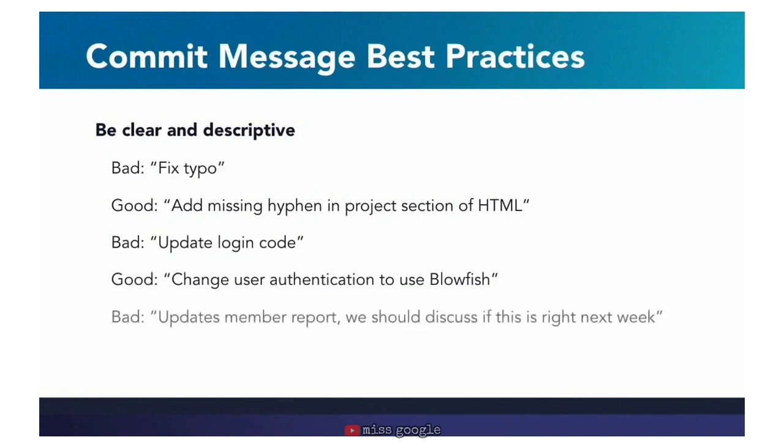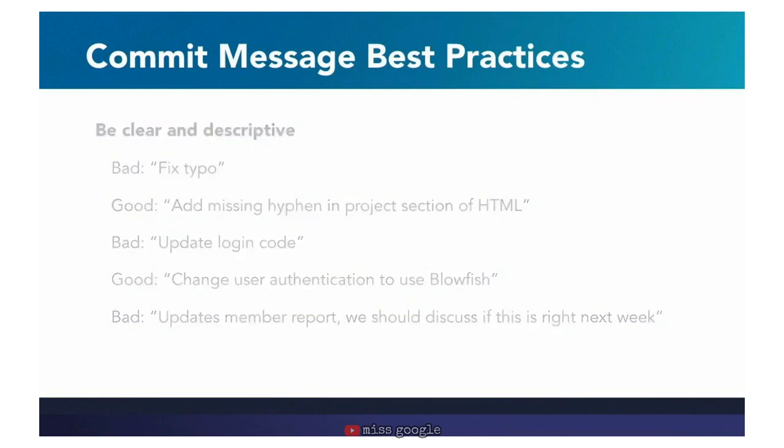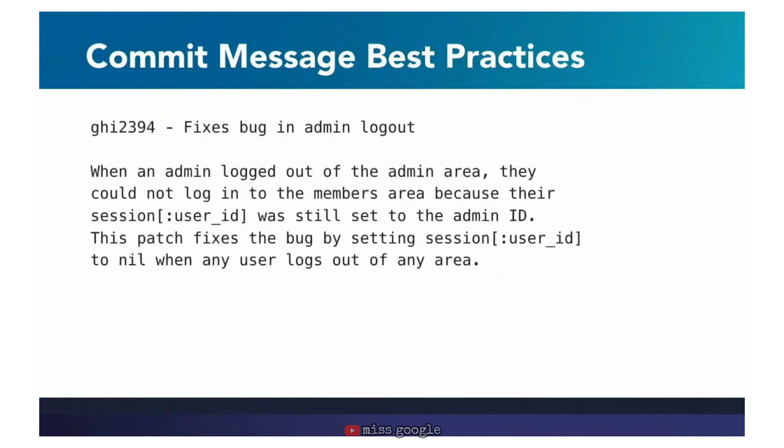And don't put in extra information that really doesn't have a place in the permanent commit log. So, update member report, we should discuss if this is right next week. Well, the thing is, this commit message is going to live on into next year and the year after that and so on. So it doesn't really make sense to write that kind of message. Let me give you an example that demonstrates all of these together.